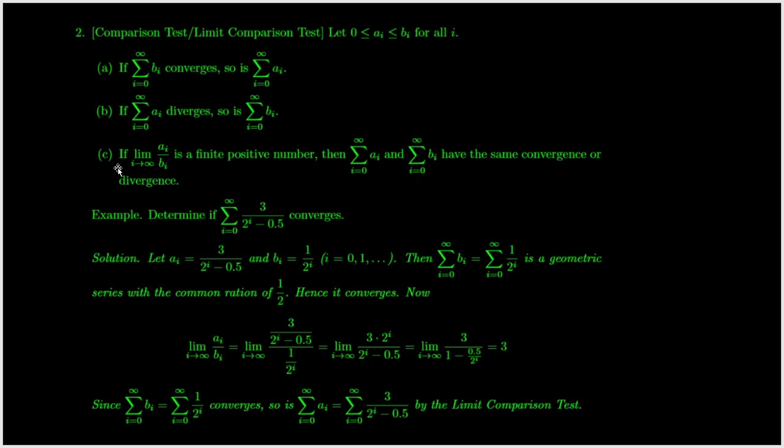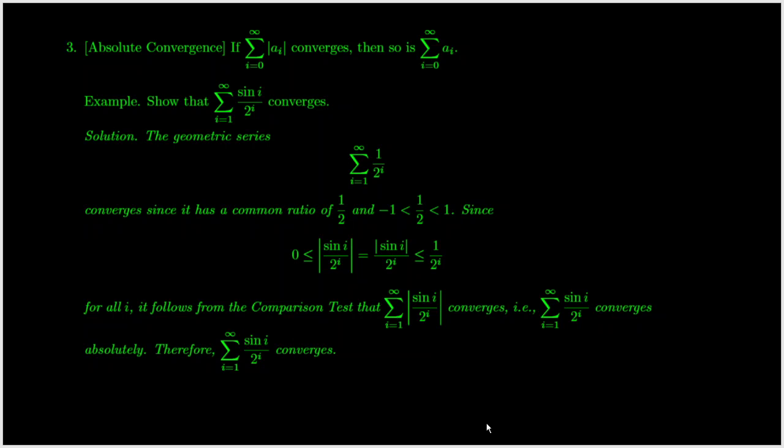To use the limit comparison test, we choose a series with known convergence such that the limit needed by the test is a finite positive number. The convergence of the given series can be determined using the series with known convergence.